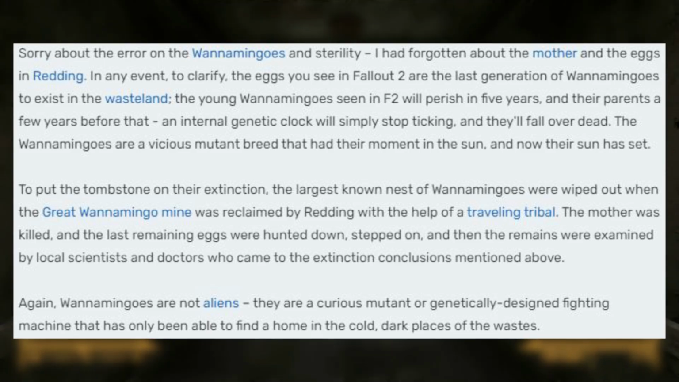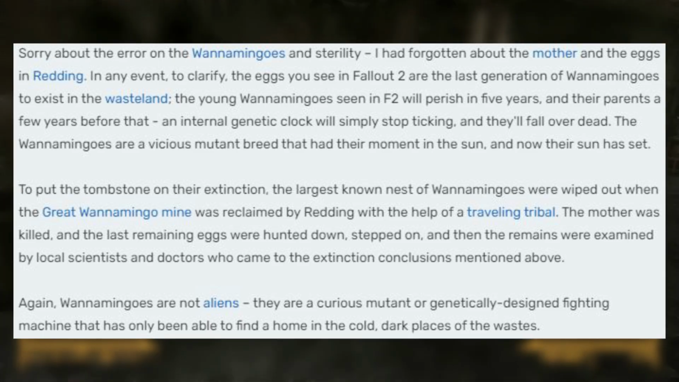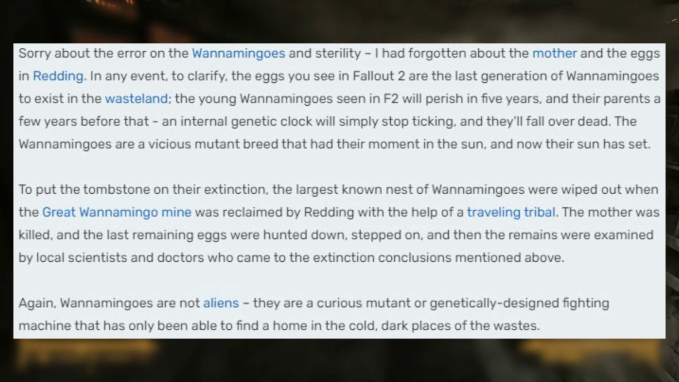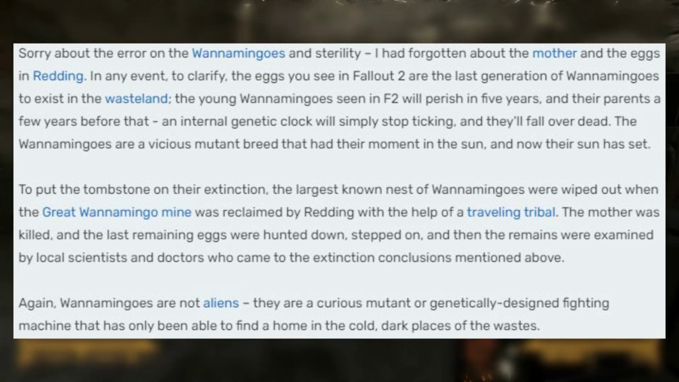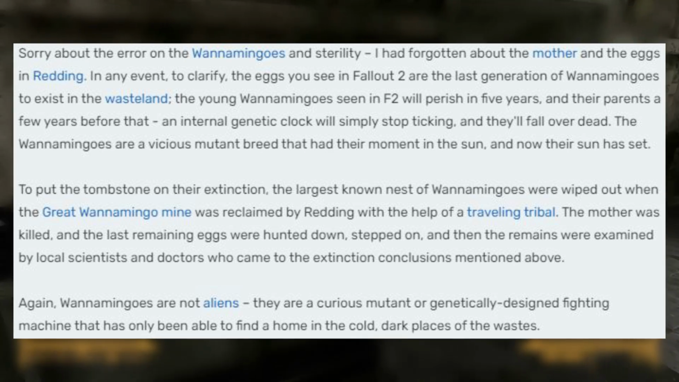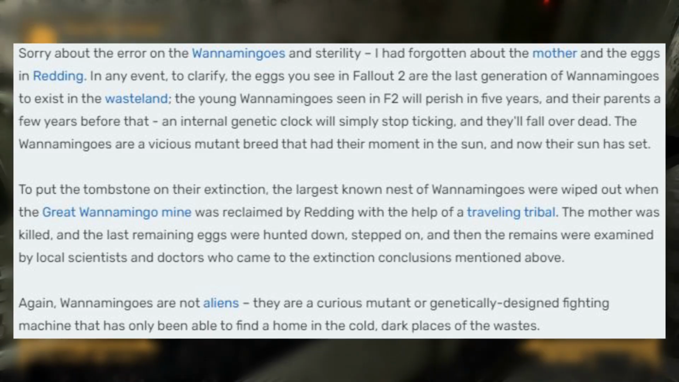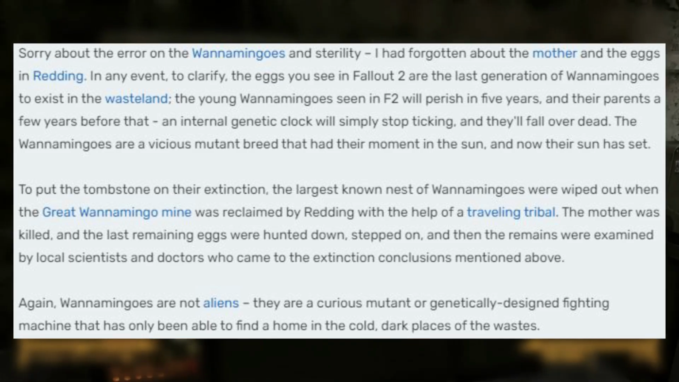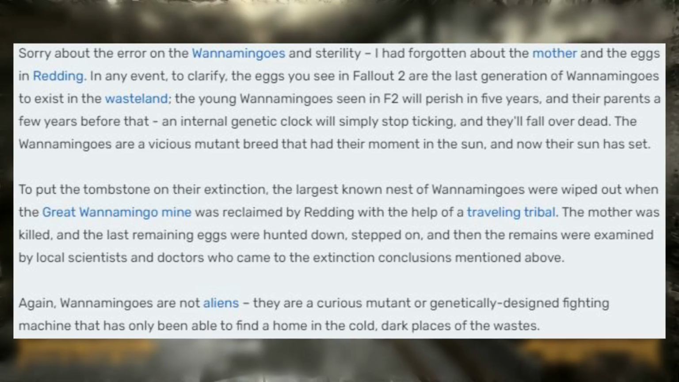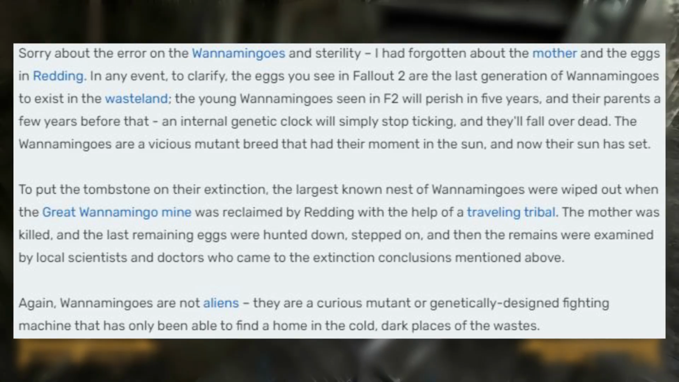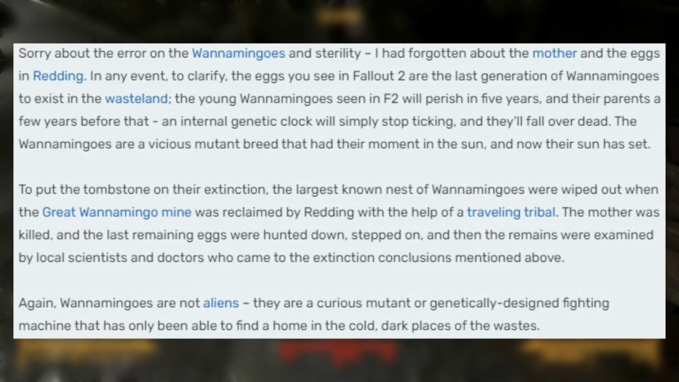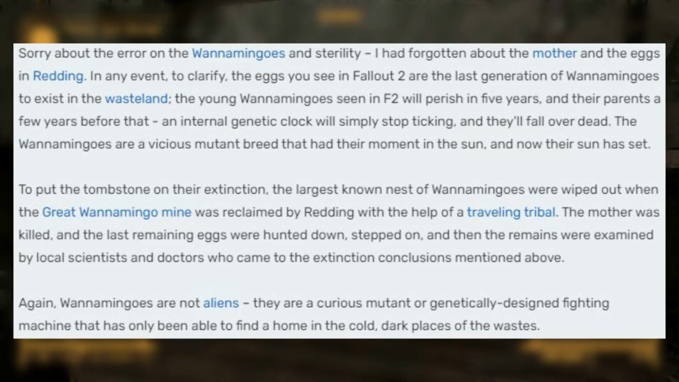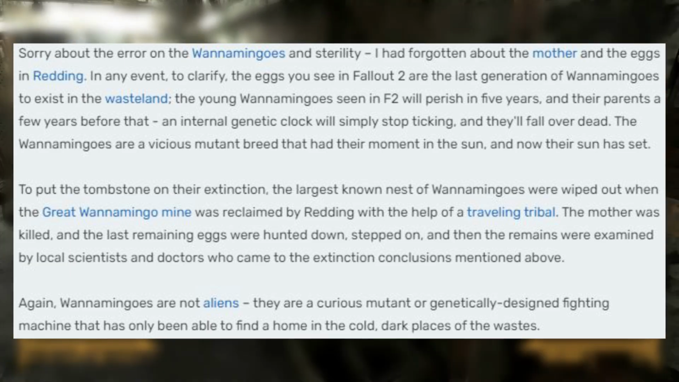To put the tombstone on their extinction, the largest known nest of Wanamingos were wiped out when the great Wanamingo mine was reclaimed by Redding with the help of a traveling tribal. The mother was killed, and the last remaining eggs were hunted down, stepped on, and then the remains were examined by local scientists and doctors who came to the extinction conclusions mentioned above. Again, Wanamingos are not aliens. They are a curious mutant or genetically designed fighting machine that has only been able to find a home in the cold, dark places of the wastes.